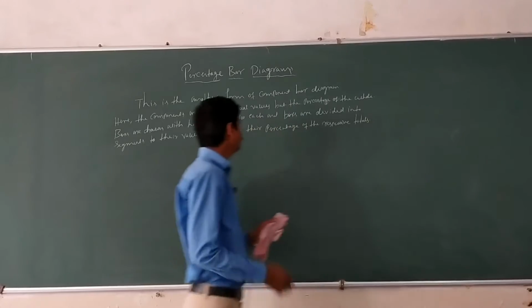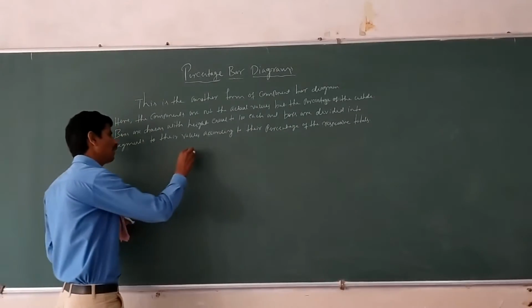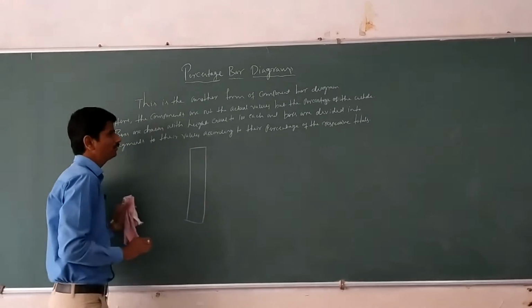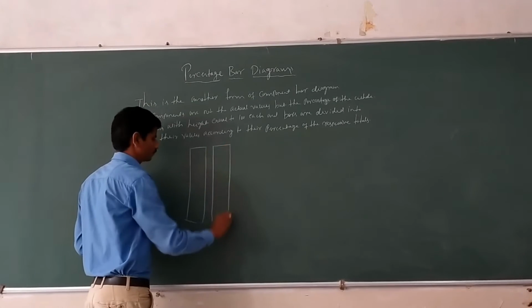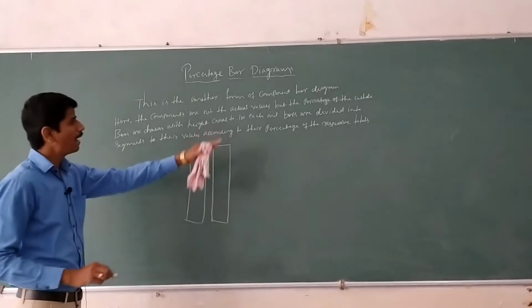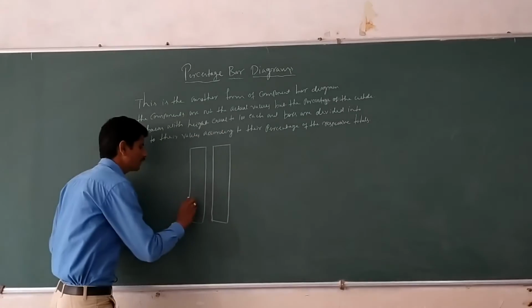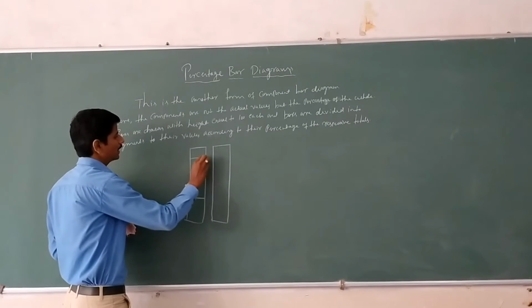See here, the bars are divided into different segments. Here it is one single bar, and the height is 100 each. The bars are divided into segments. It is the first segment, which means the first part. Second segment, third segment, and fourth segment.